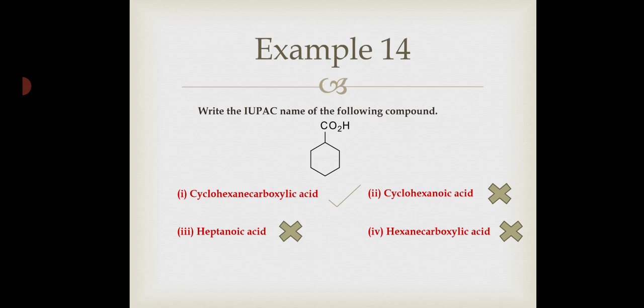Let's cross verify the name. The name cyclohexane carboxylic acid indicates that there is a cyclohexane ring and a carboxylic acid group at one position, which is not indicated in the name as there is only one functional group.